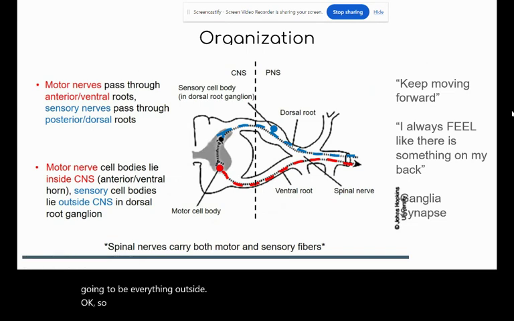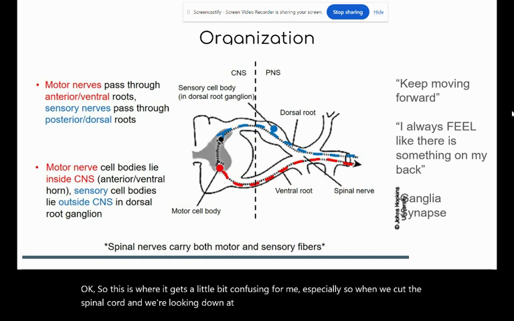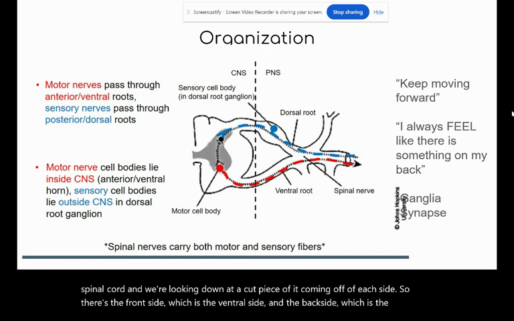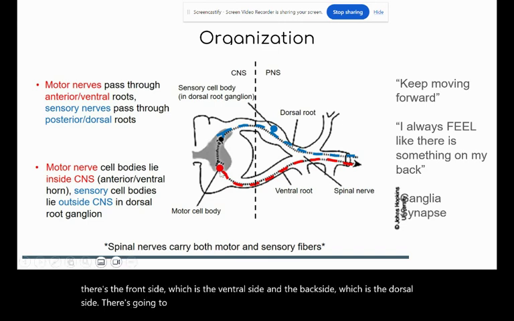Okay, so this is where it gets a little bit confusing for me, especially. If we cut the spinal cord and look down at a cut piece of it, coming off of each side there's the front side, which is the ventral side, and the back side, which is the dorsal side. There's a ventral side and a dorsal side.